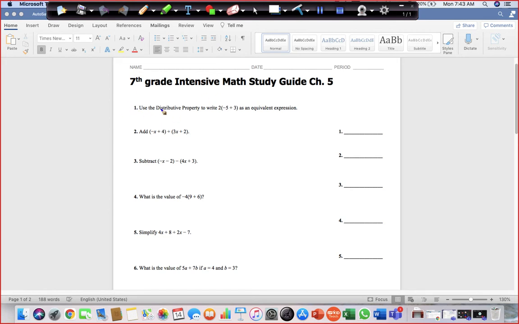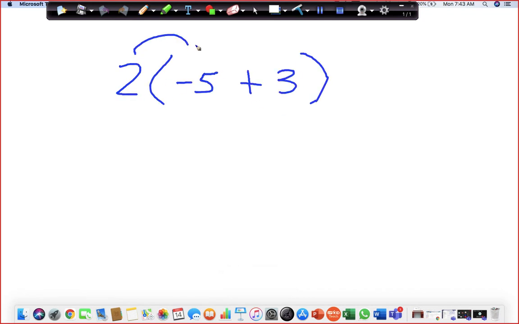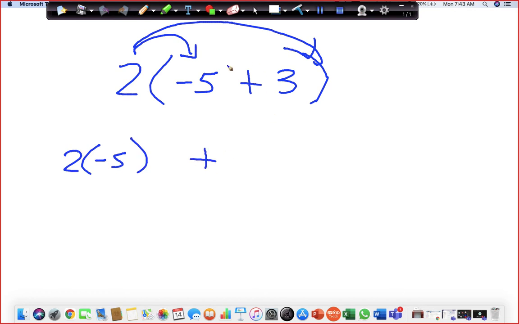Question number 1 says, use the distributive property to write 2 times -5 plus 3. So we are going to use the distributive property to distribute the 2 to the -5 and the 3. So 2 times -5, plus, bring down the plus sign, 2 times 3. And then you're actually going to do that. 2 times -5 is -10. 2 times 3 is 6. And then if we were solving this completely, -10 plus 6 gives us -4.